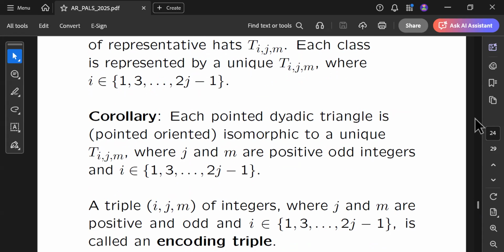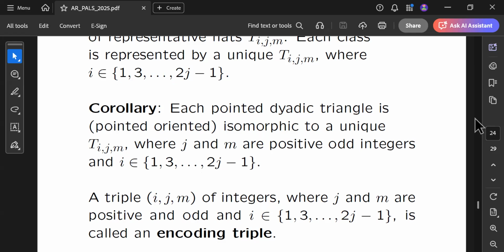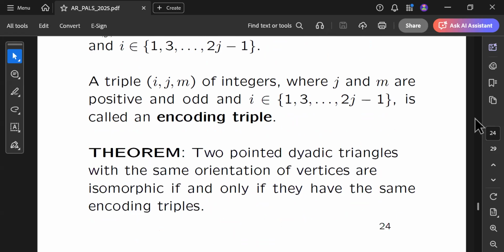So you can see that such triples I, J, M correspond uniquely to isomorphism classes of these representative hats. We call them encoding triples. And the theorem says that two pointed dyadic triangles with the same orientation of vertices are isomorphic if and only if they have the same encoding triples.